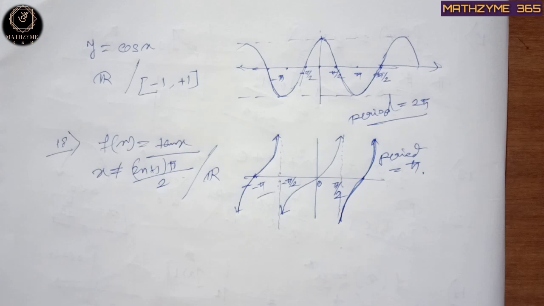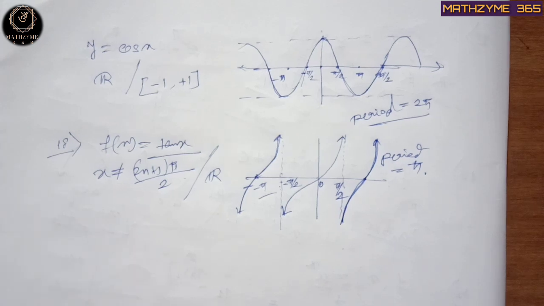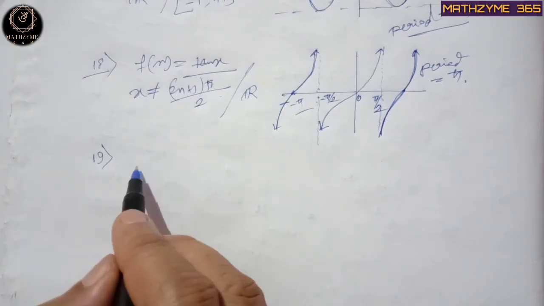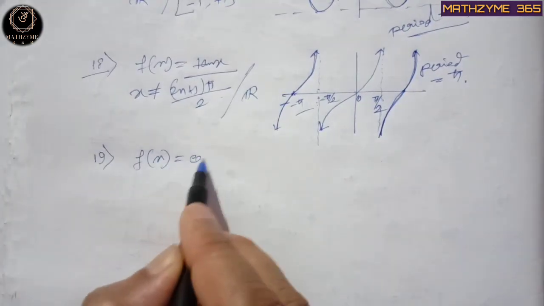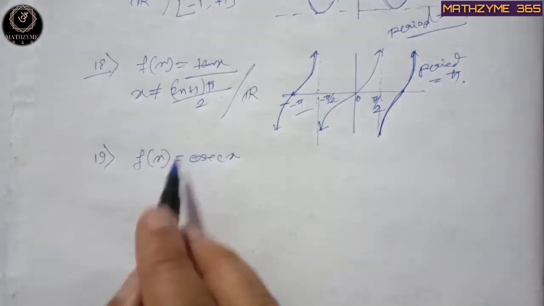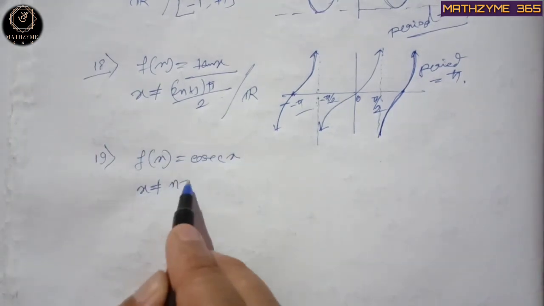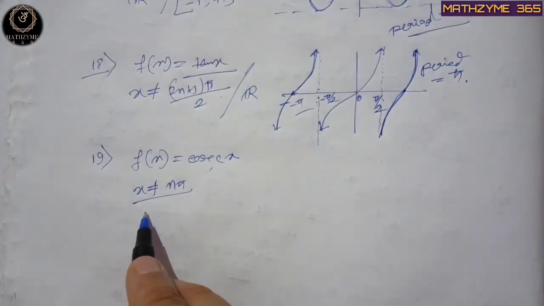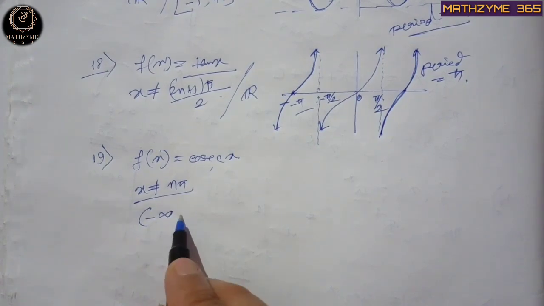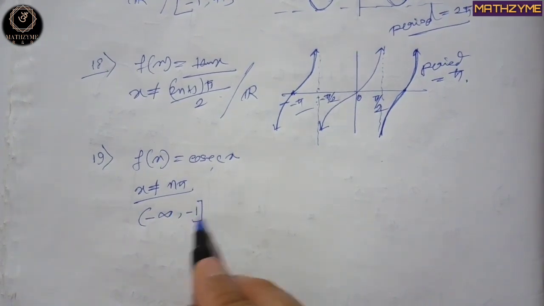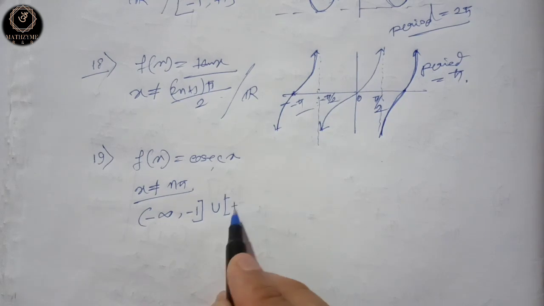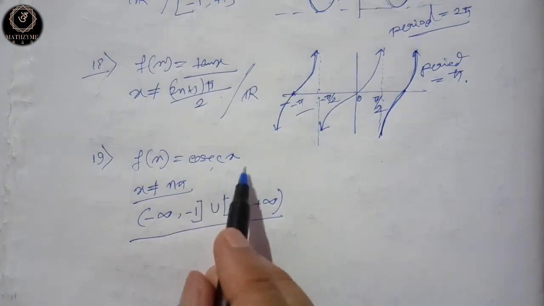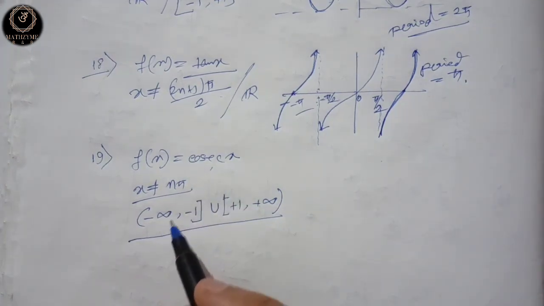Now the cosecant graph, that is the cosec graph number 19, f(x) equals cosec x. You can take x not equal to n pi as the domain, and here the range is negative infinity to negative 1 closed interval, as well as the union of plus 1 to plus infinity open interval. This is the range of cosec x.